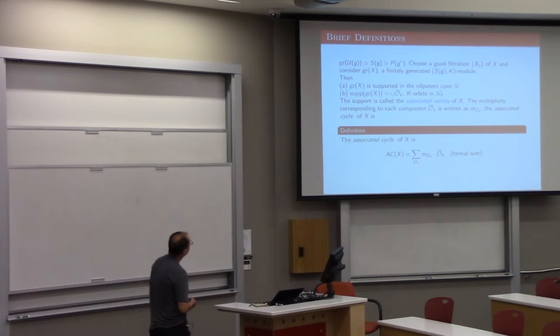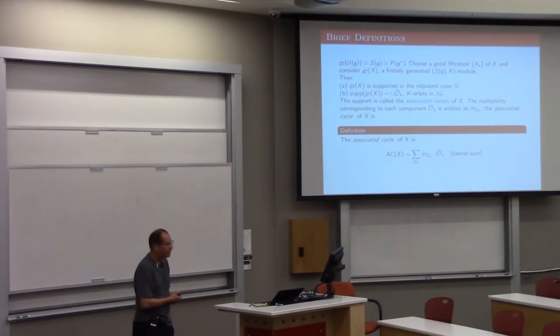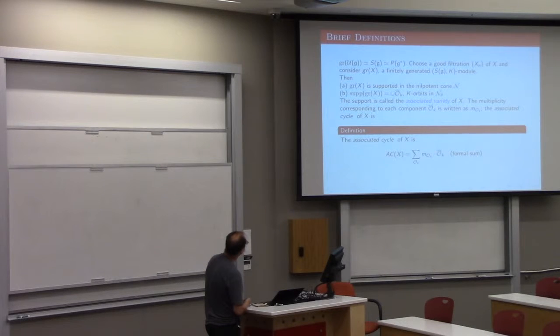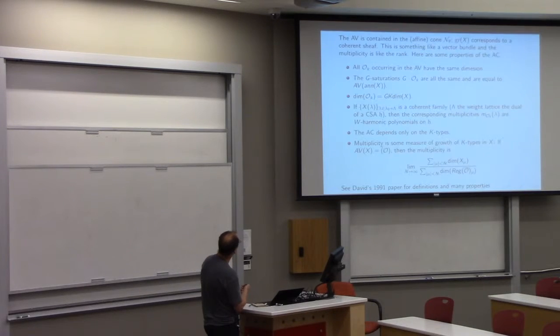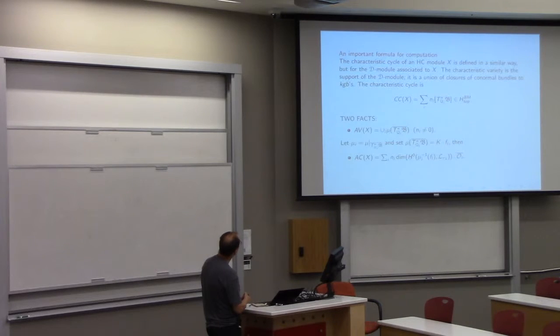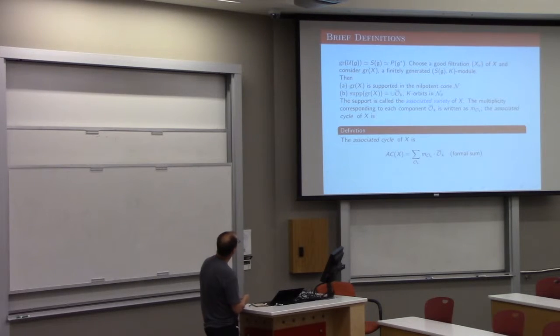Okay. So this was supposed to be a super brief definition of associated variety and associated cycle, and Peter pretty much said that in quite a bit more detail. And so maybe I'll just kind of move on from this. But I guess I'll just repeat.